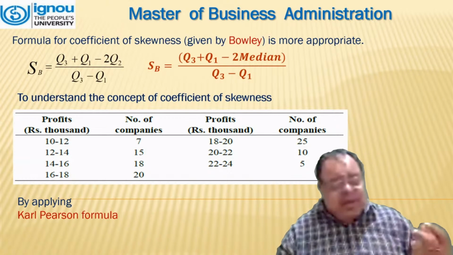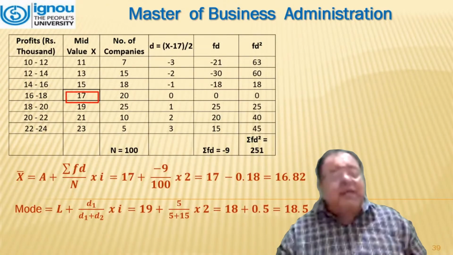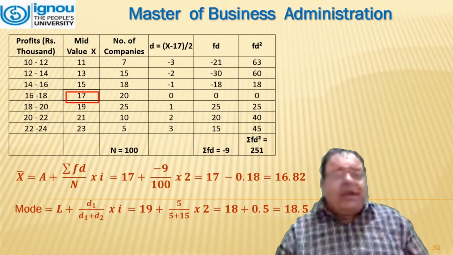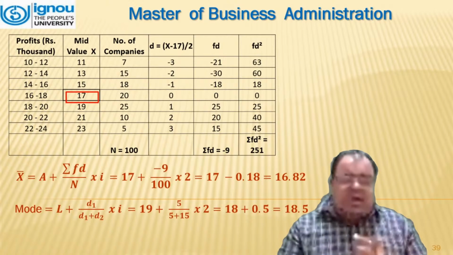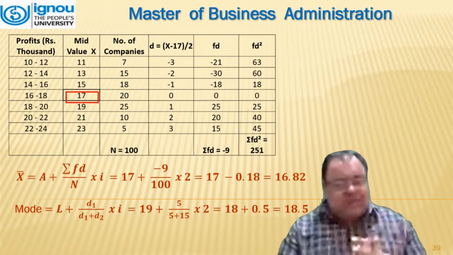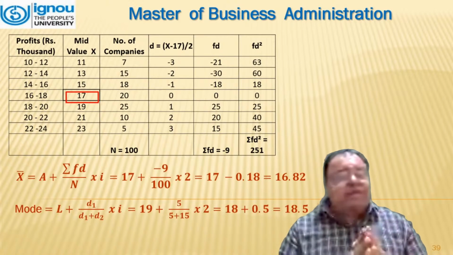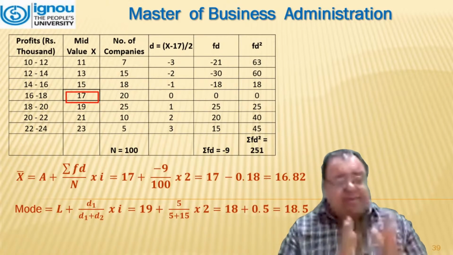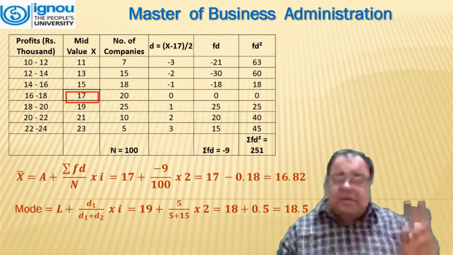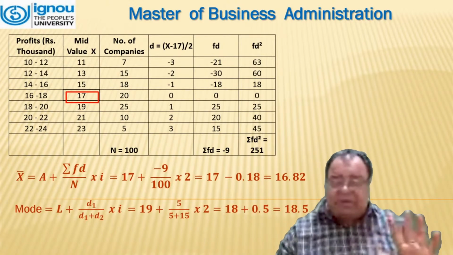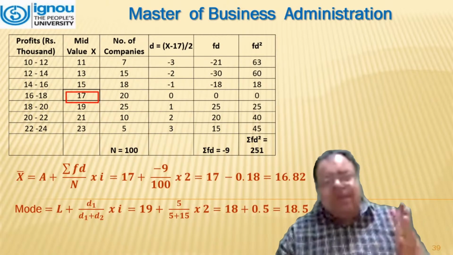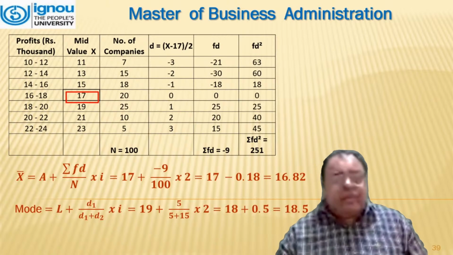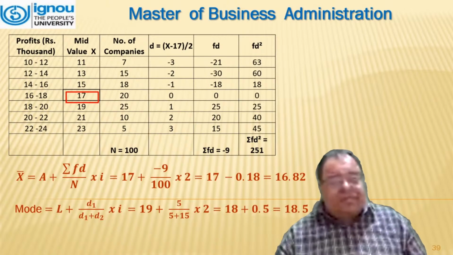With the help of Karl Pearson formula, we will be finding coefficient of skewness. Now, column number 1 and column number 3 were given to us. We have evaluated the mid value. Mid value is 10 plus 12 divided by 2. That comes out to be 11. We can see that there is a difference of 2. So we will be adding 2 till the last. So it will be 11, 13, 15, 17, 19, 21, 23.